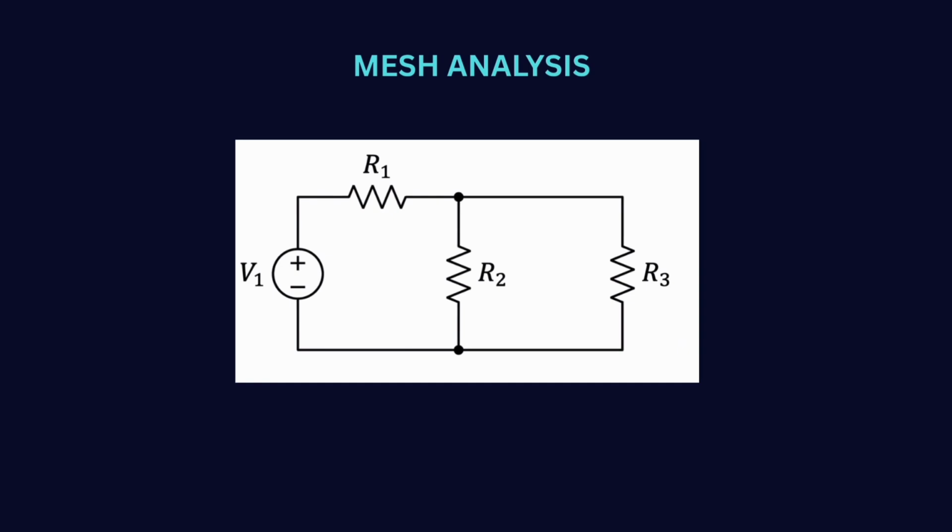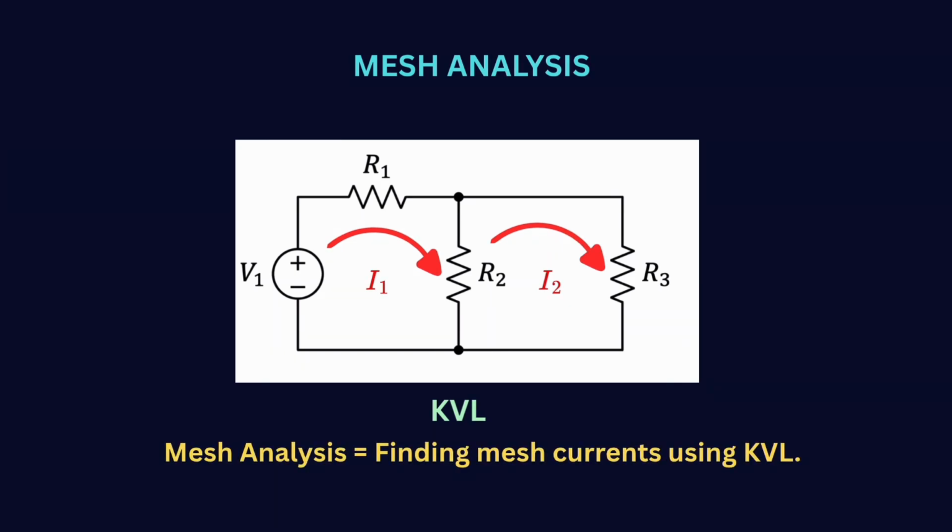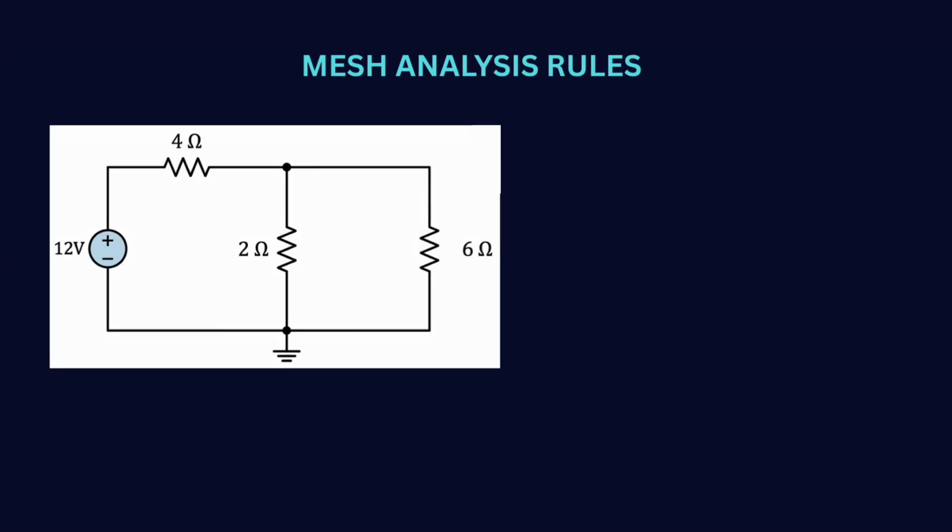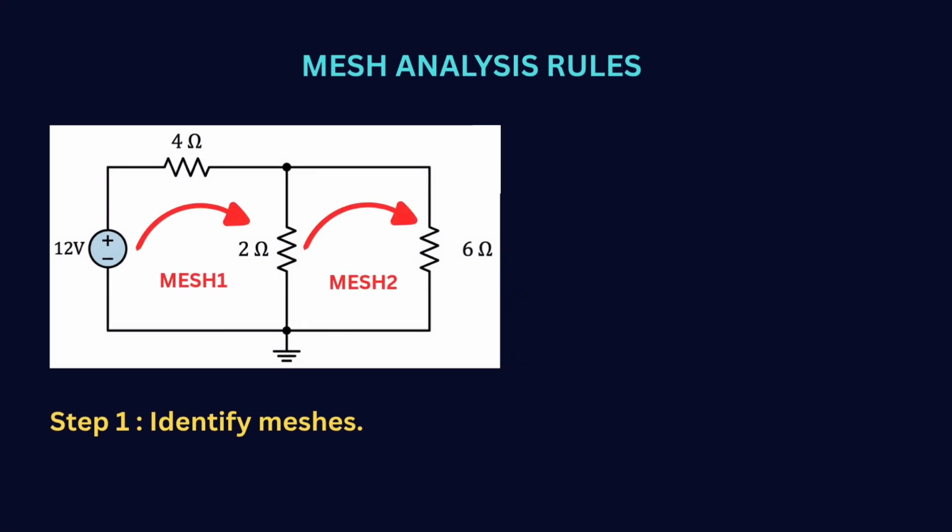Now let us understand mesh analysis. Instead of assigning voltages, we assign currents. A mesh is the smallest closed loop in a planar circuit. Here, our unknowns are the mesh currents. Then we apply KVL around each mesh. So remember, mesh analysis is finding mesh currents using KVL. Now let's understand the rules of mesh analysis. At first, we need to identify the meshes and assign mesh currents. Clockwise direction is commonly chosen, but there is no strict rule for that. You can choose any direction.